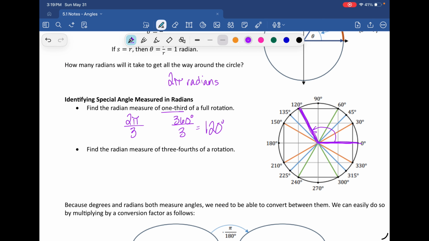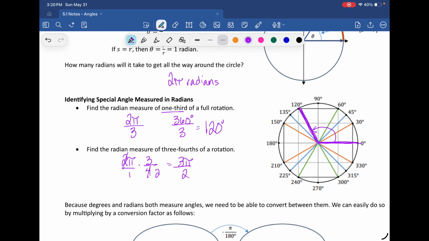Find the radian measure of 3/4 of a rotation. Okay, so a rotation again is 2 pi. 3/4 of it. I'm going to multiply this by 3/4. Using our algebra, 2 goes into 4 twice. Multiply across the top, 3 times 1 is 3 pi. 1 times 2 is 2. 3 pi over 2.